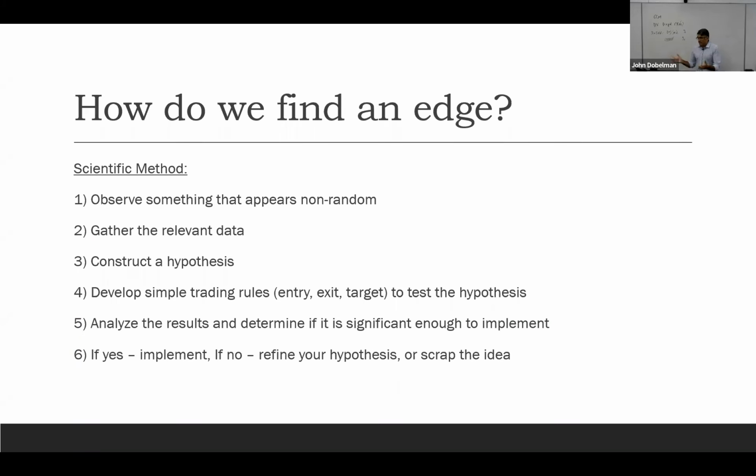So then how are we going to find an edge in the market? Well, I've spent the better part of 20 plus years, probably 8 to 12 hours a day in front of the screen, and you just notice things. You notice things that don't seem random. So when something appears not to be random, gather the relevant data, construct a hypothesis, develop simple rules of how you would take advantage of that, and test that hypothesis, analyze your results. If they're great, implement it. If they're not, rework it or scrap it and go on to the next.